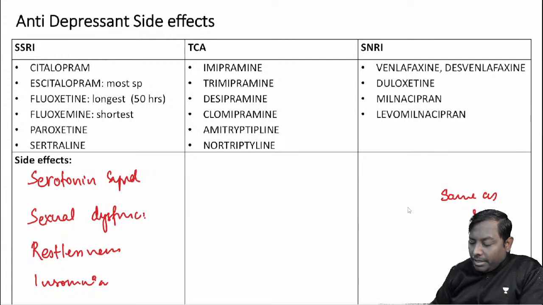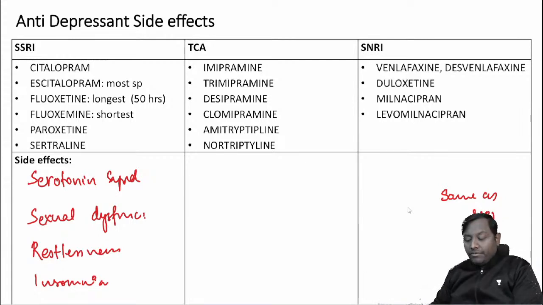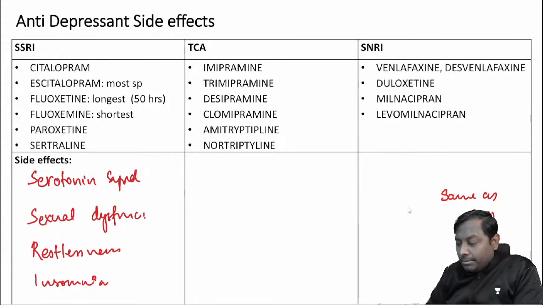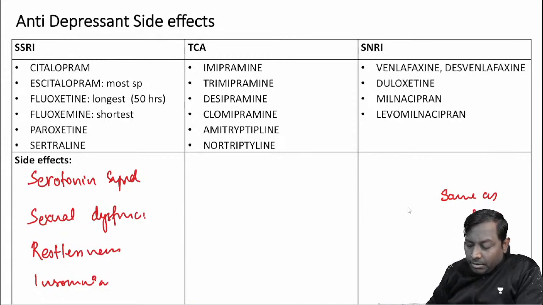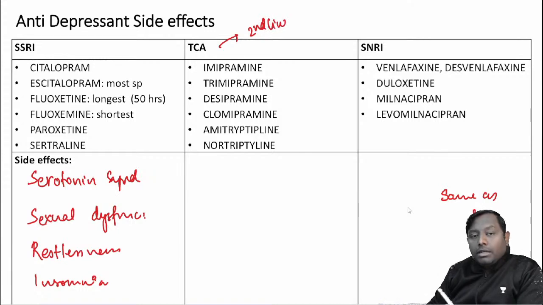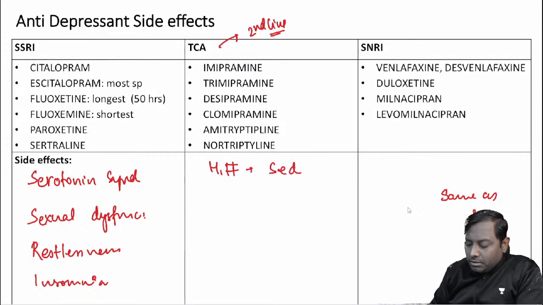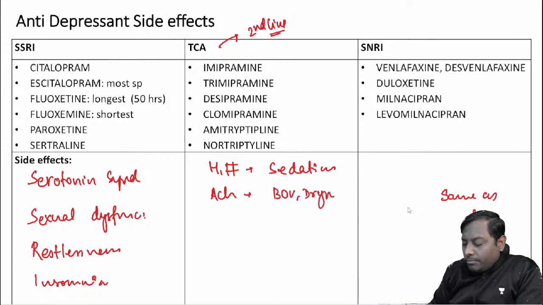Who will have many more side effects? TCAs. Tricyclic antidepressants are going to have many more side effects. That is why they are used as second line mainly in depression. Because of antihistaminic property, they will be causing sedation. Because of anticholinergic property, they will be causing blurring of vision, dryness of mouth, and they can even lead to severe constipation.